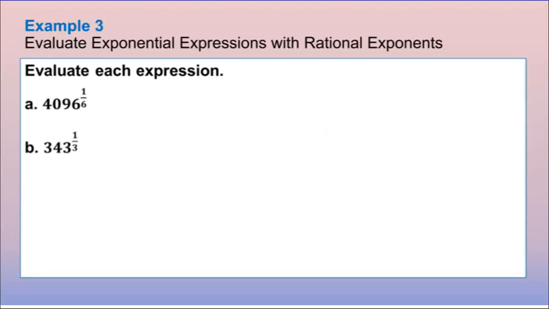Next, evaluate exponential expressions with rational exponents. So evaluate each of these expressions. We just did this in the previous ones. We were converting it to rational exponents. So the 6th root of 4,096, just do 4,096 raised to the 1/6 power, and you would get 4. And then 343 raised to the 1/3 power, this would give us 7.